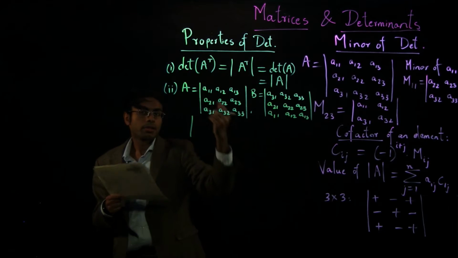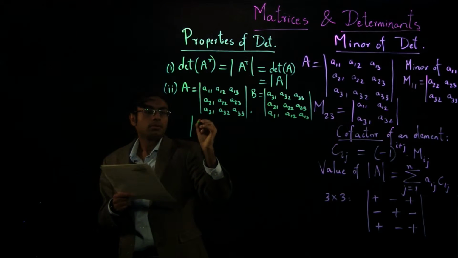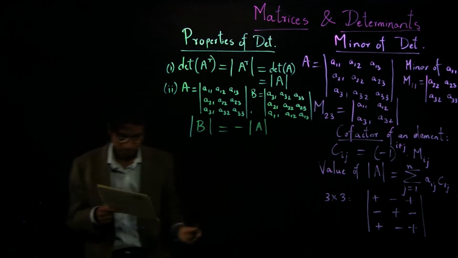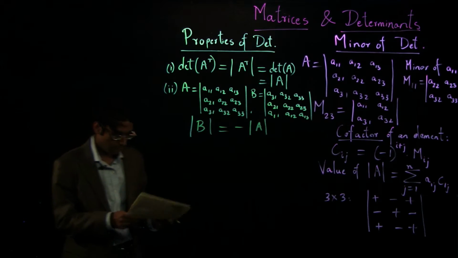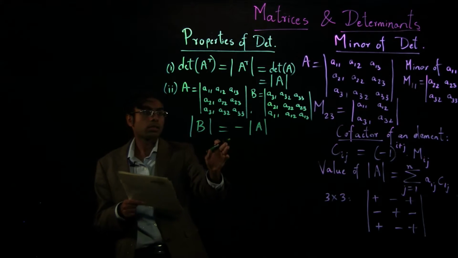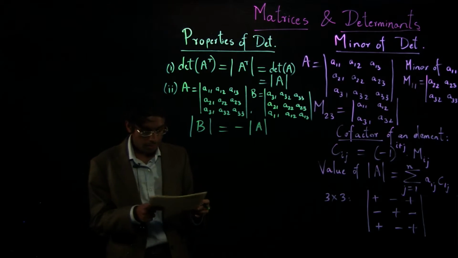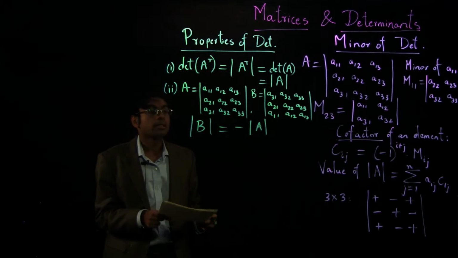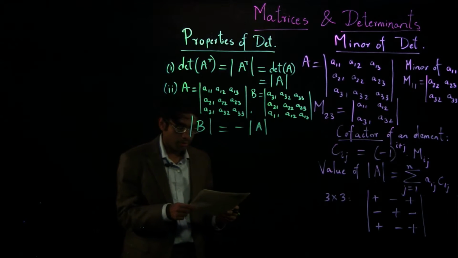Then, and you can check this for yourself, the determinant of B is the negative of the determinant of A. A corollary of this result is that if two rows or columns of a determinant are identical, then the value of the determinant is 0.